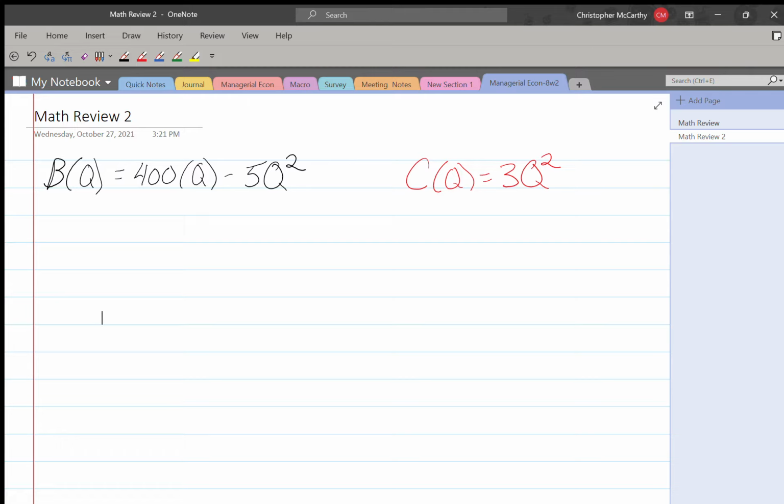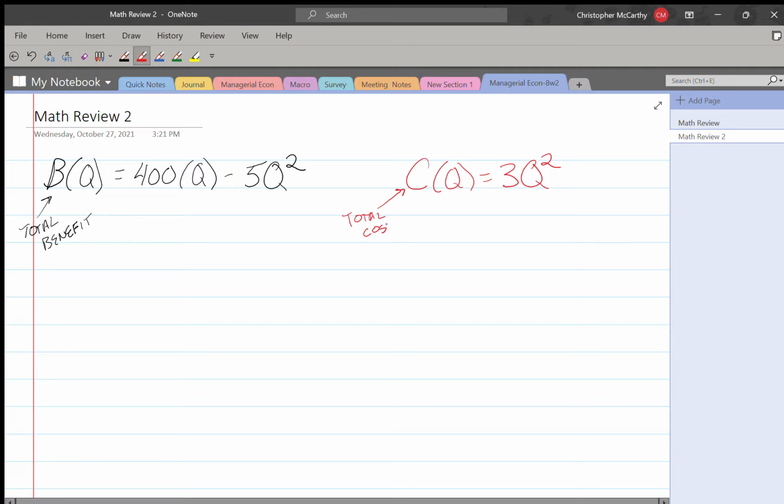So today we're going to be talking about marginal benefit and marginal costs. And so we're given some information here, right? Just to be clear, this is the total benefit of some Q amount of goods. And then this red C right here is going to be our total cost. And so we're asked in the problem: when are net benefits maximized?